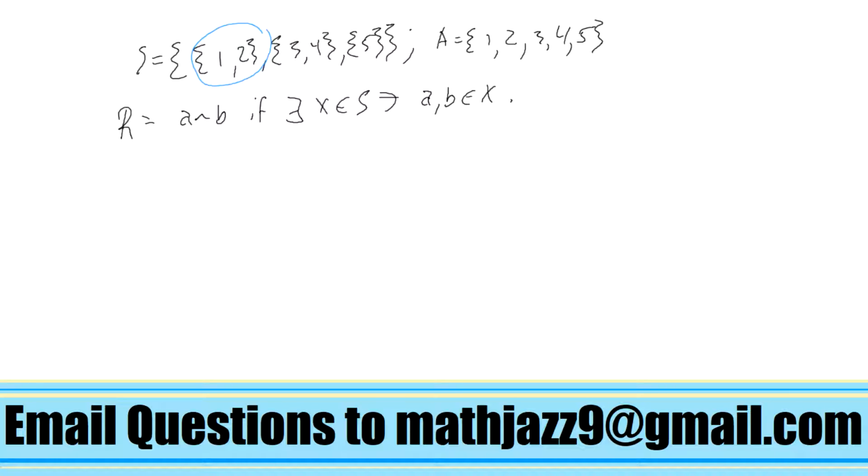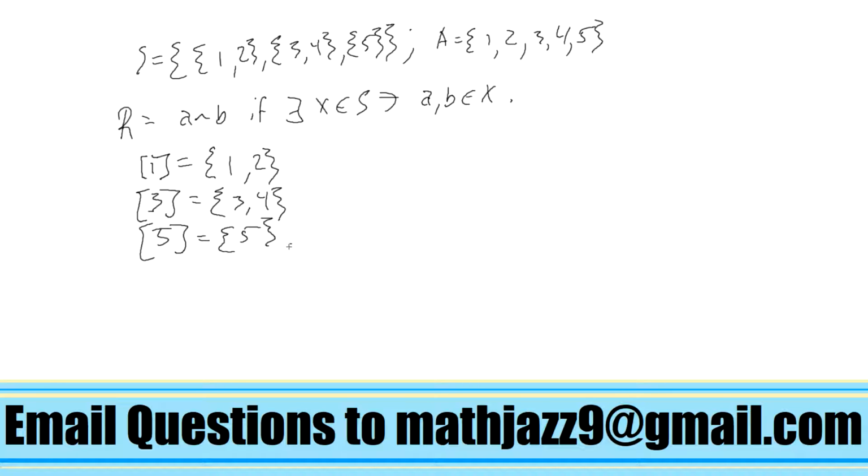Let me make sure I copied that right. {1, 2}, {3, 4}, and {5}. Okay, so this is an equivalence relation. Let's show its equivalence classes. Let's look at the equivalence class of 1. That's going to have 1 in it because 1 is obviously in the same element of S as itself, and then 2 is also in that set. There's nothing else in that set. The equivalence class of 2 equals the equivalence class of 1, so we're going to skip writing it. 3 is going to be {3, 4}, and 5 is going to be the set containing 5. So these are the equivalence classes of the relation R.